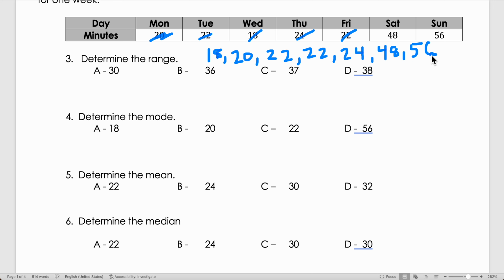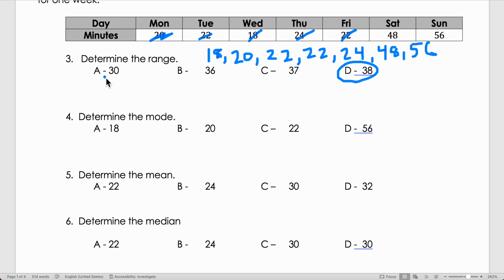Okay, so here's what we have, the range. The range is just the biggest number minus the smallest. So range is going to be 56, subtract 18. 56 minus 20 is 46. We have to add 2 back, so 48 is what it looks like. Or wait, hold on. Sorry, 56 minus 20 is 36. Add 2, so 38 is what it's going to be. So that's all range is.